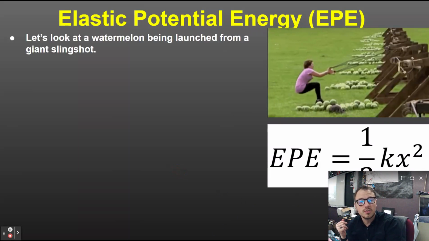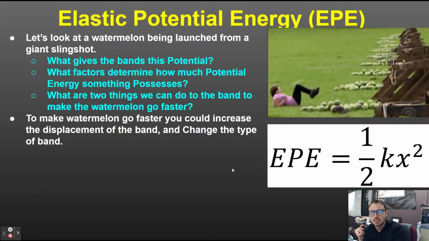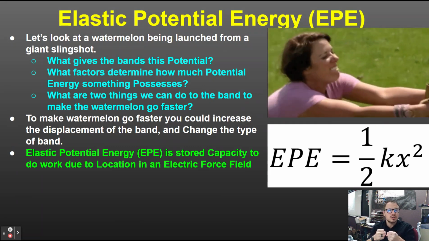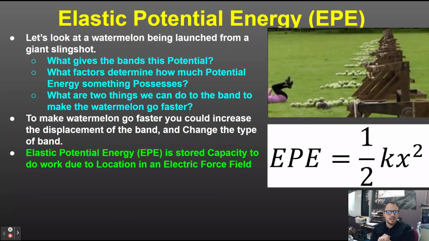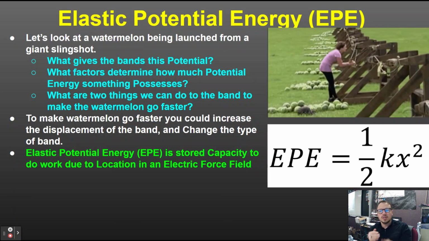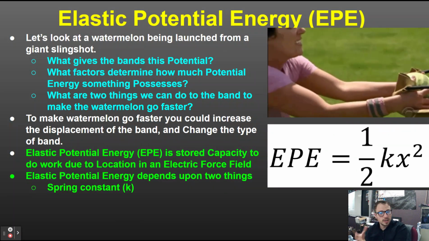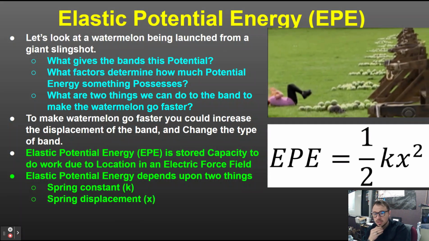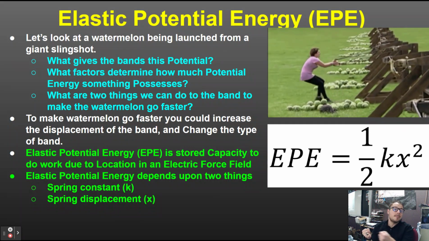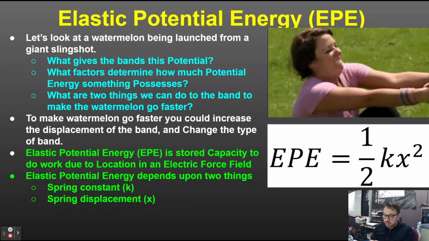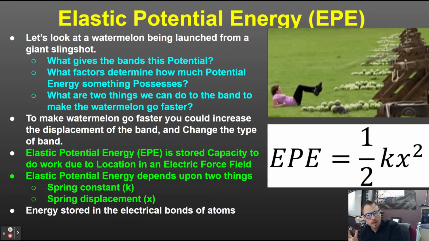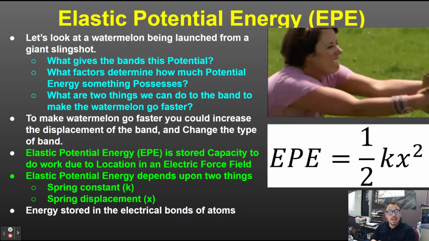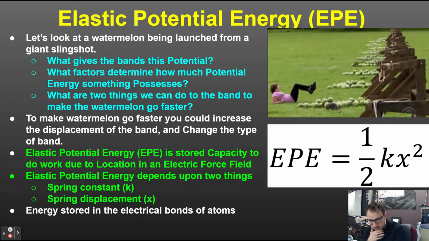So let's take a look at another form of potential energy, elastic potential energy. It's stored capacity to do work due to location in an electric force field. So it's like stretching those bonds in something that's stretchy. Think about it this way: what it depends upon is two things, the spring constant, or basically what material it is, and the spring displacement, how far stretched or compressed it is, right? So it's not necessarily just stretching. It can also be compressing. So think about dropping a ball and it compresses, right? That's elastic potential energy being stored.